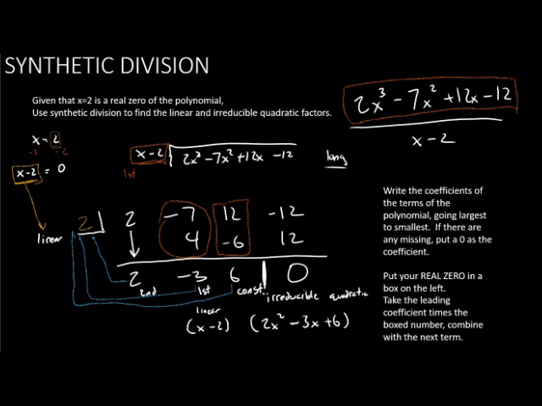Once again, we're calling this linear because the x is only first power, while we're calling our other answer, the 2x^2 - 3x + 6, irreducible quadratic, because this quadratic is second power. Effectively, what we've done here is we've shortcut long division to split our polynomial into a linear and irreducible quadratic. Previously, you've used techniques to factor quadratic equations. This is a technique you can use for higher power polynomials.